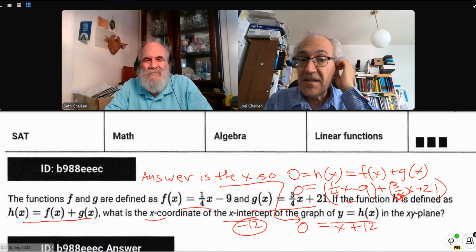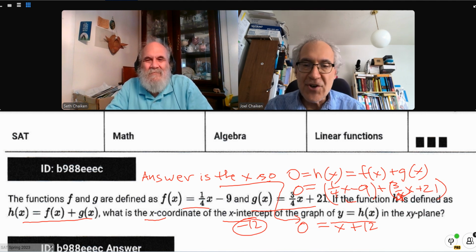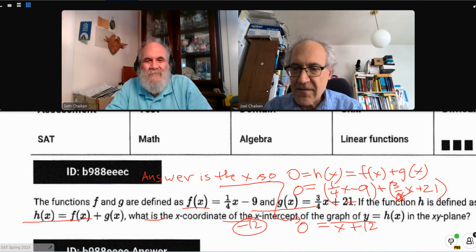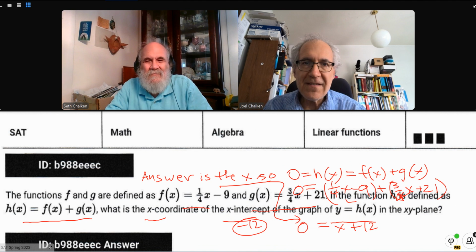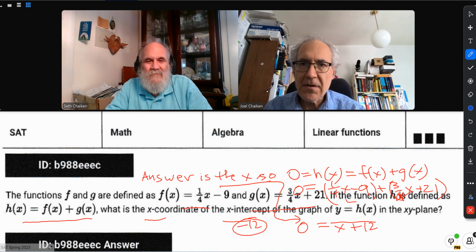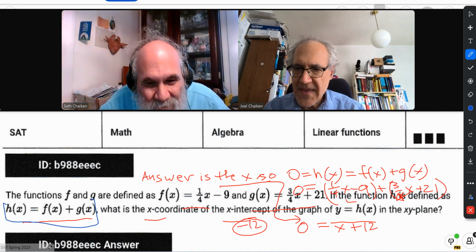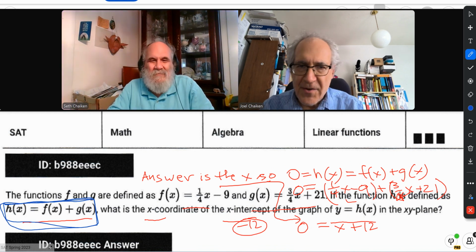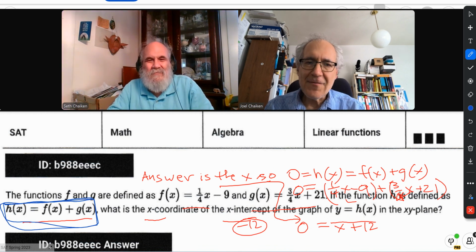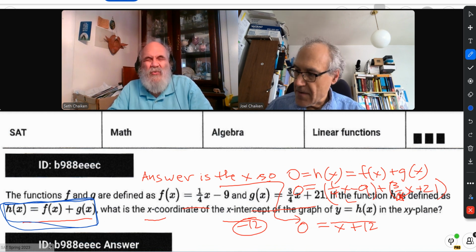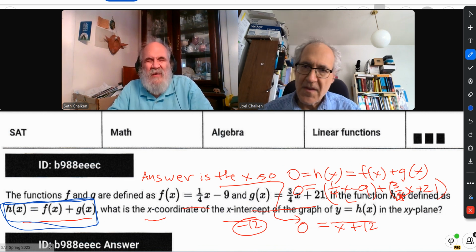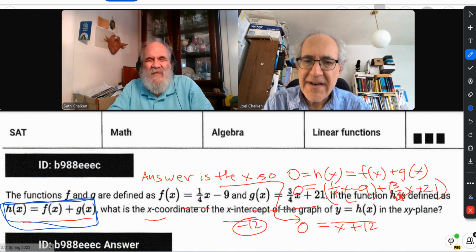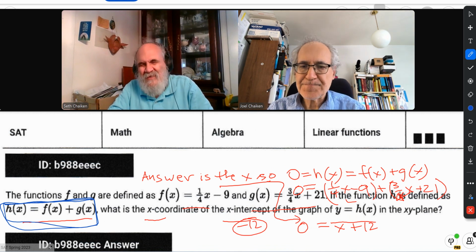So the key here seems to be that you have to know what this notation means. Right there. That's the key to the problem. The arithmetic, once you know that, well, you also have to know how to combine like terms and add fractions. No, you also have to know what the x-intercept is. Yes, you also have to know what the x-coordinate of the x-intercept is.